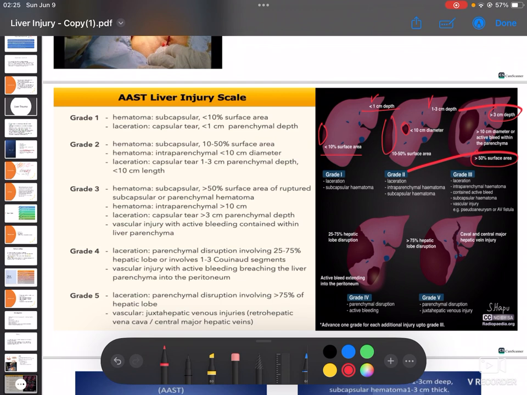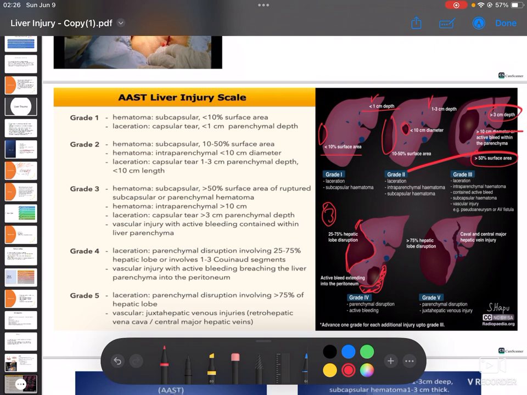Laceration, if we consider grade 4, there is subcapsular laceration, parenchymal disruption involving 25 to 75% of a hepatic lobe, or involving 1 to 3 Couinaud segments. So there may be 3 Couinaud segments involved, and vascular injury with active bleeding breaching the liver parenchyma into the peritoneum. So there may be active bleeding or extravasation or vascular injury.